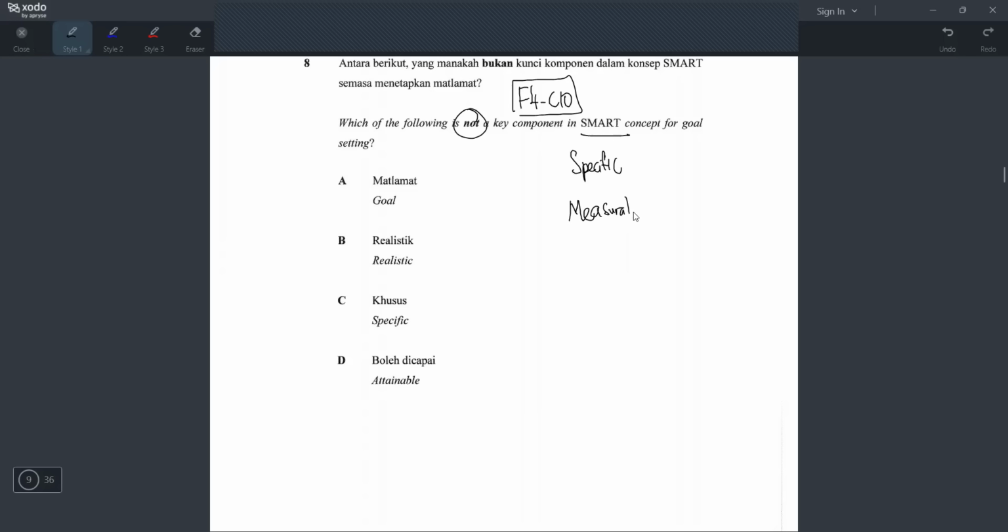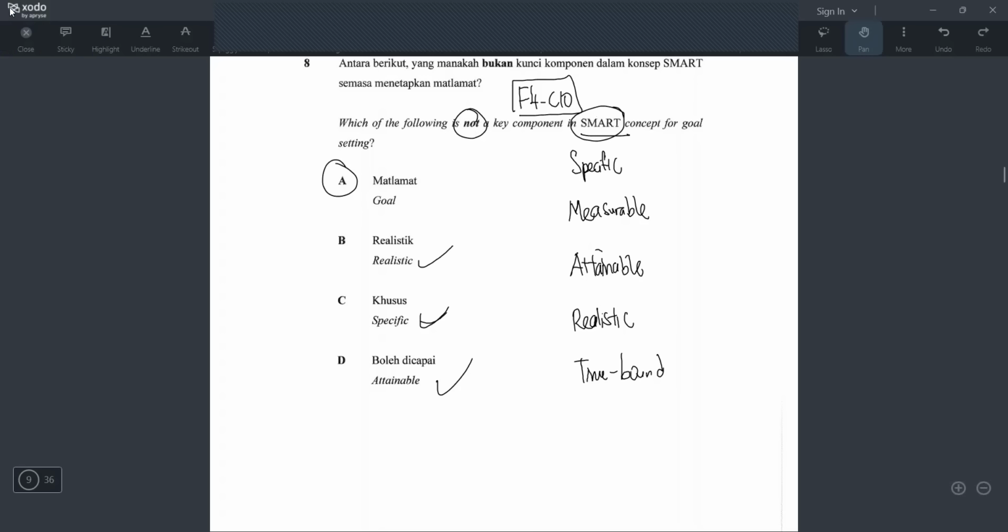Specific, measurable, and then A is attainable. And then R is realistic. T is time-bound. But if you learn in Bahasa Melayu, then it's different already, right? But in Bahasa Melayu, I think your teacher will teach in English also, because the concept is called the SMART concept. So I think you have to learn it in English also. So which of the following is not the key component? A. This one, yes. This one, yes. This one, yes. So A is the answer. This one, nothing much to explain. You just have to remember what SMART stands for.